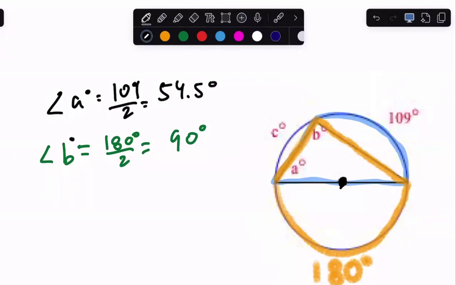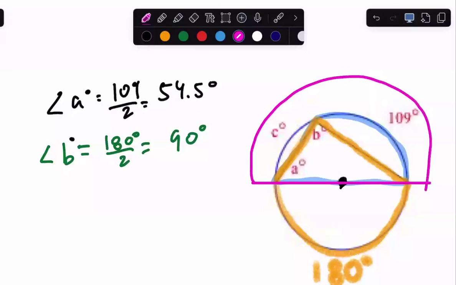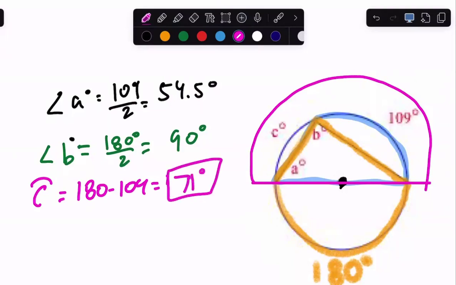180 minus 109. Yeah. So remember, this is still half the circle. So let me use a different color. So this is still half the circle, right? So that means if I want to find arc C, I can just take 180 and subtract 109. And that will give me 71 degrees. So that's honestly the fastest way.